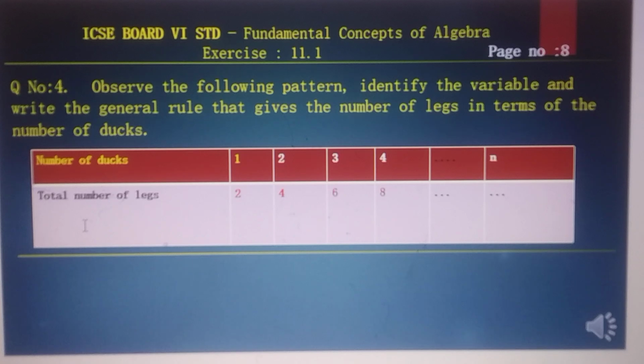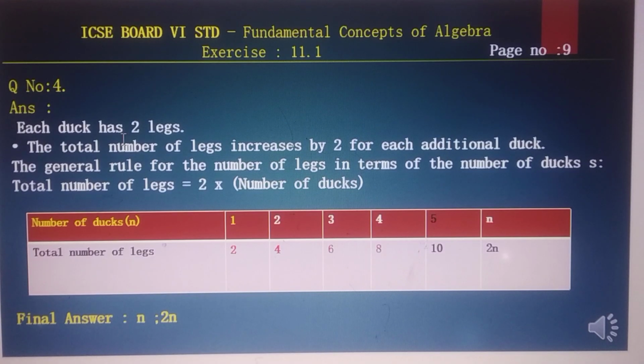And question number 4, the same way. Here each duck has 2 legs. The total number of legs increases by 2 for each additional duck. Here also the same: the total number of legs is 2 into the number of ducks. The general rule for the number of legs in terms of the number of ducks is n into 2. The final answer is n and 2n.